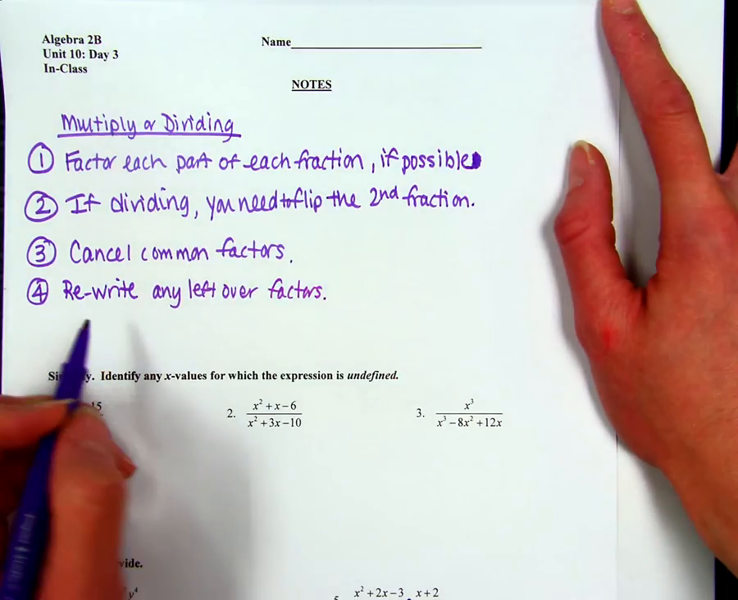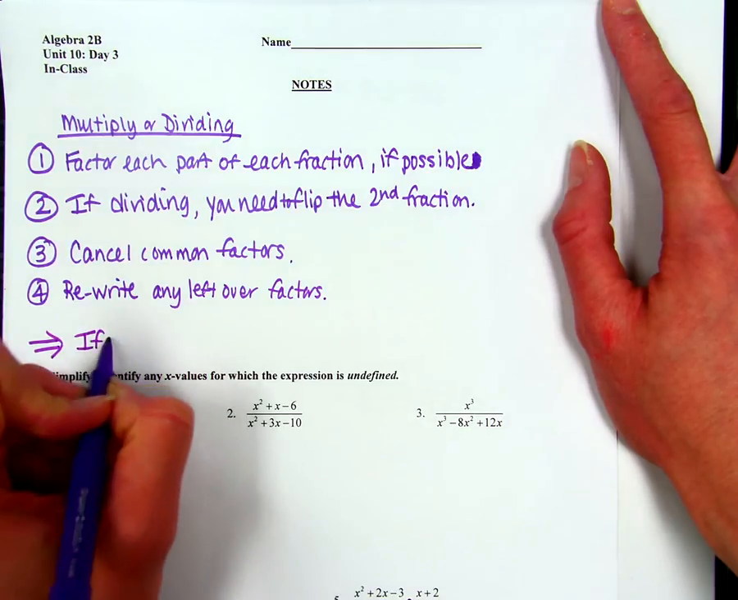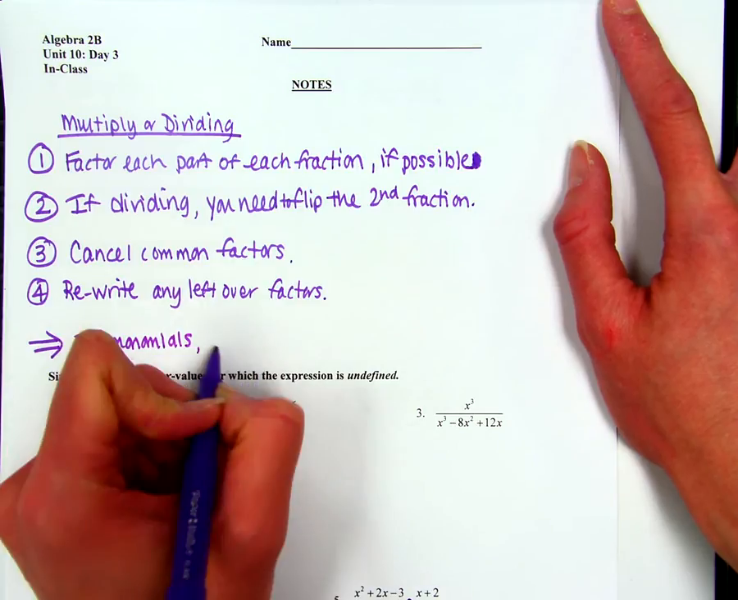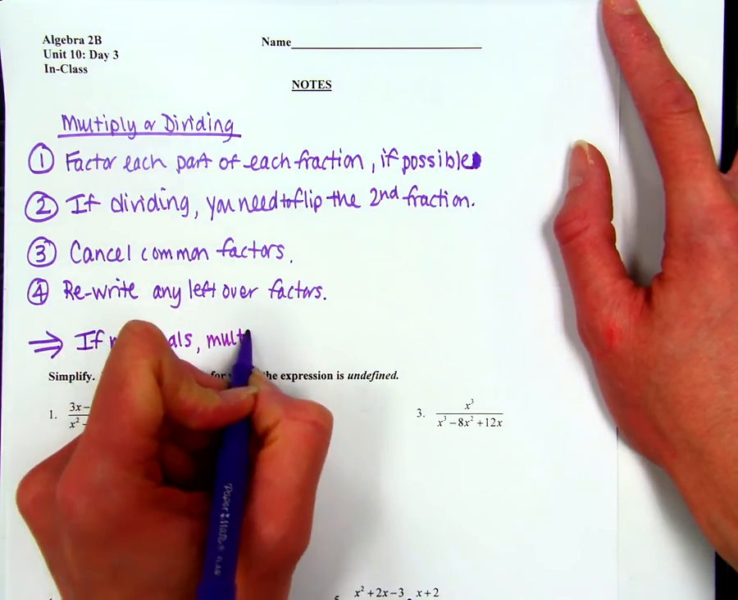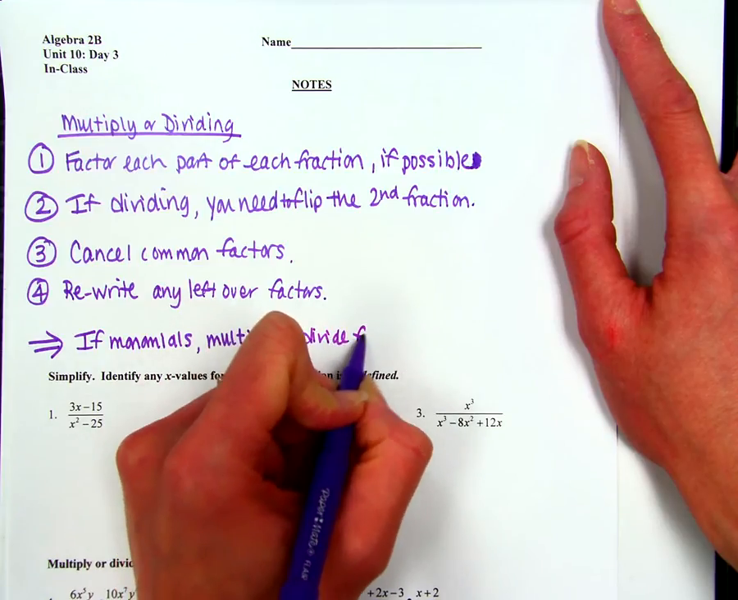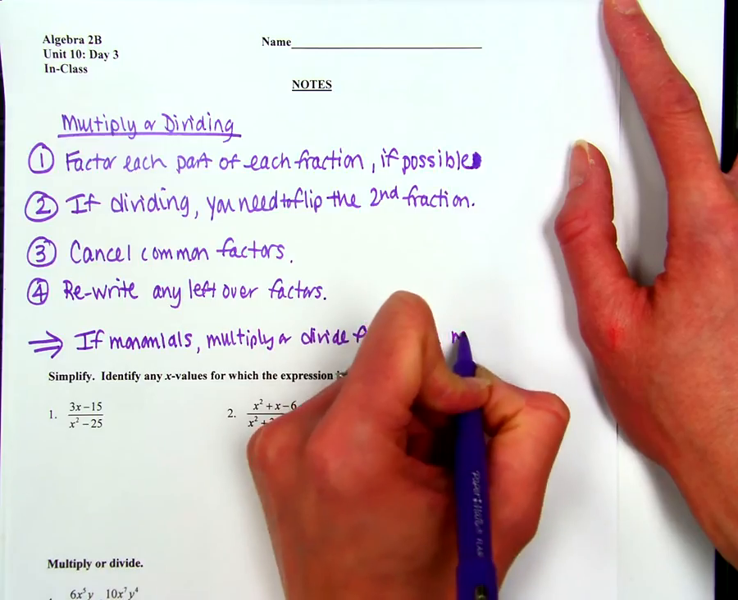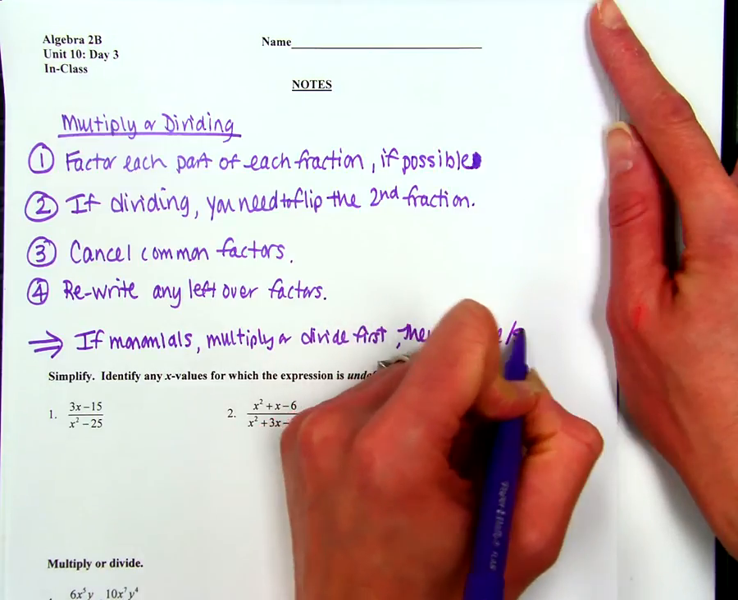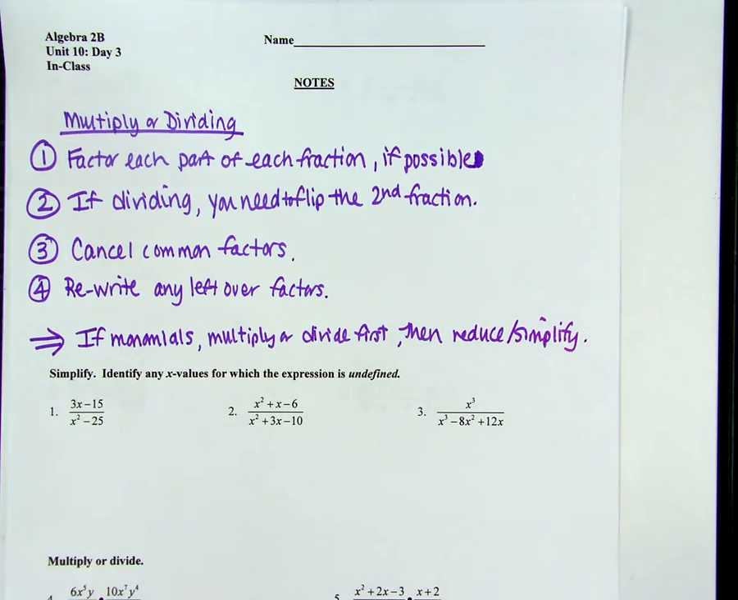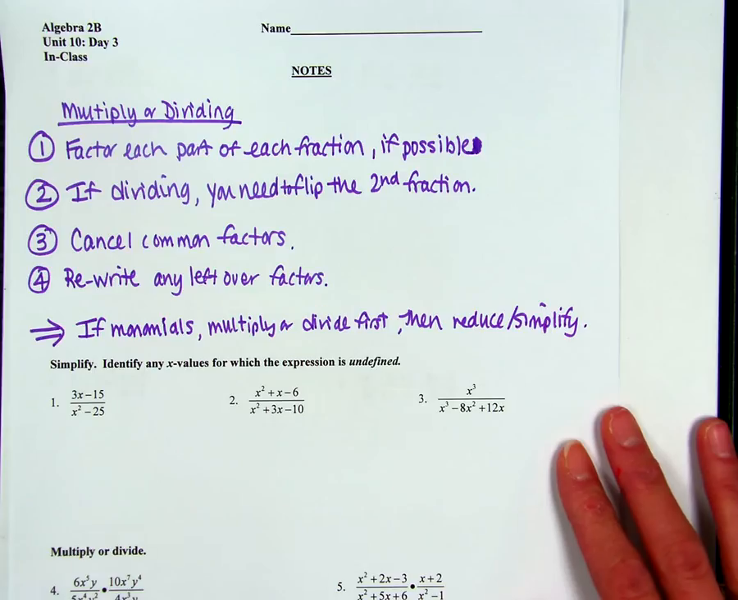Okay. Note that if it's monomials, you're going to multiply or divide first. Then you're going to reduce or simplify. Okay, so we'll get to something where we have monomials. Monomials are only one term where there's no pluses or minuses.